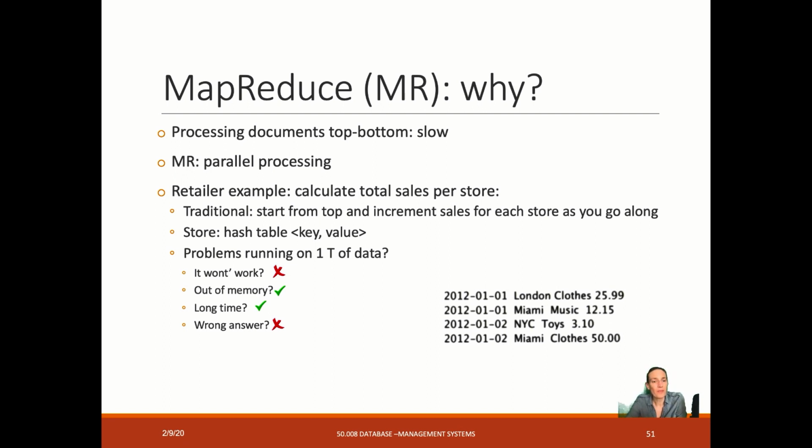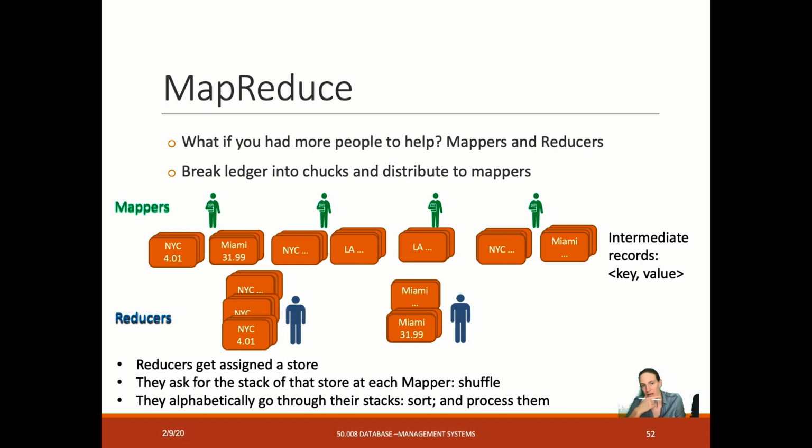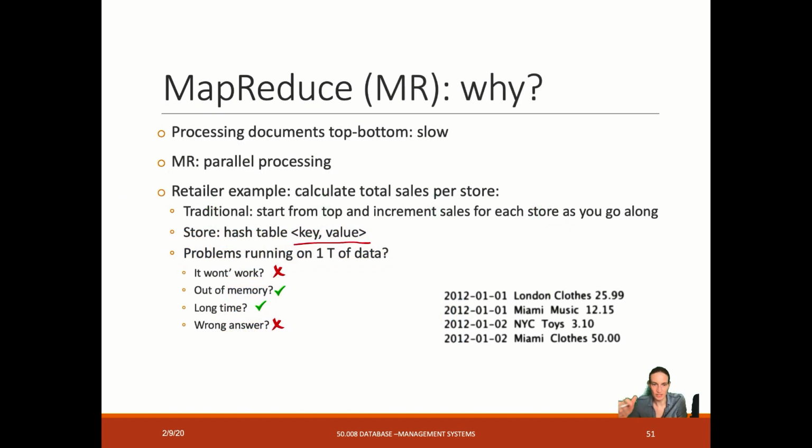So in Hadoop, we're going to be working with key value pairs and using a hash table so that we can actually do parallel processing. I'll explain more how this will work. We have our sales, and the key value pairs that we're interested in are the store and the amount, because we want the total amount of sales per store. So that's going to be our key and our value.